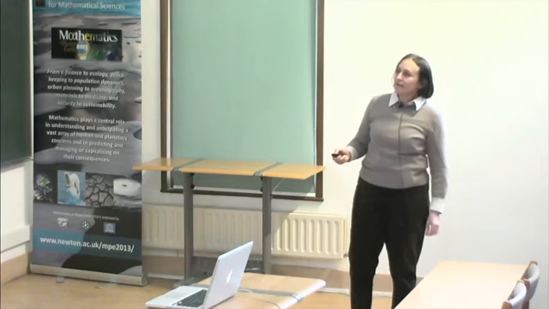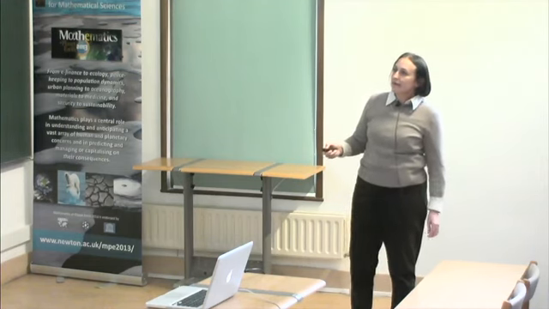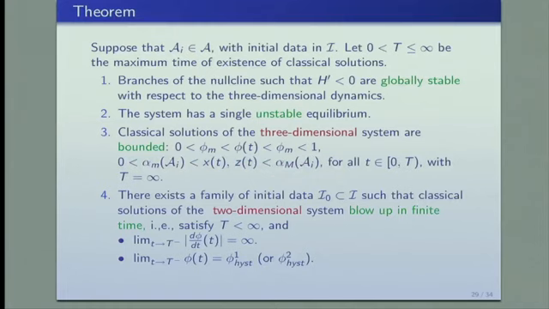Now, out of this family, there exists a subset of initial data, so that the classical solutions of this slow system, or the two-dimensional system, blow up in finite time. In other words, they exist only on a finite time, and the derivative of the volume fraction with respect to t goes to infinity as we approach the finite time. And phi itself tends to some particular values, which are basically the extremes of the hysteresis graph, if you want.